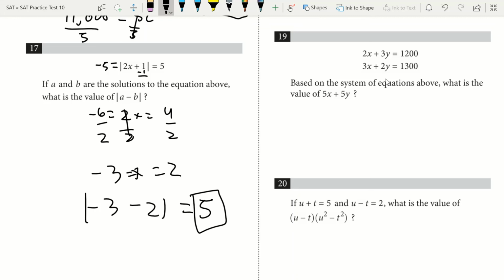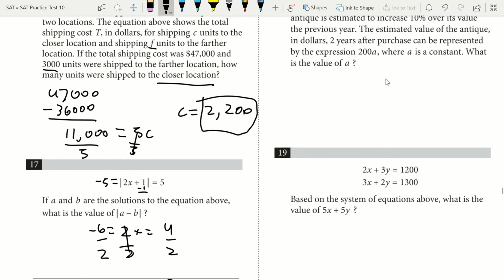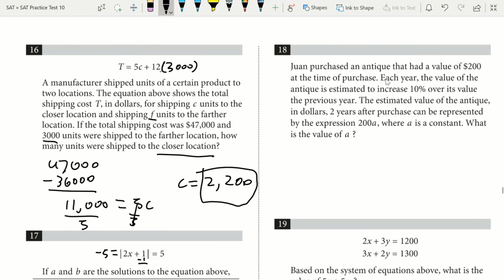Alright, now I've got question 18. Juan purchased an antique that had a value of $200 at the time of purchase. Each year, the value of the antique is estimated to increase 10% over its value the previous year. So we've got 200, and we're increasing by 10%, which would be 1.1 each year, which is going to be raised to the power of t.